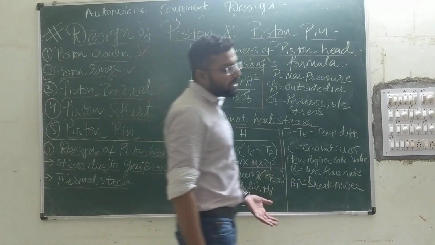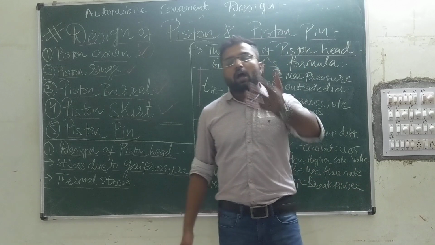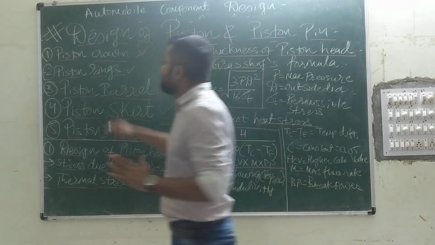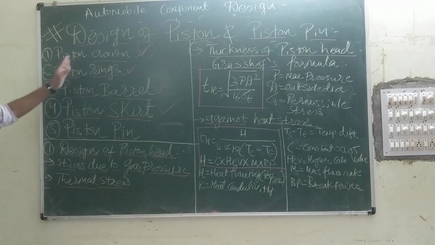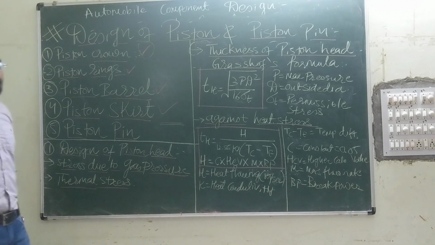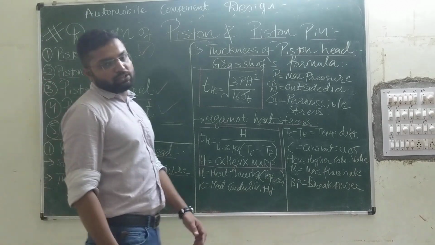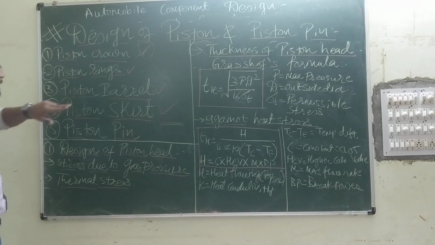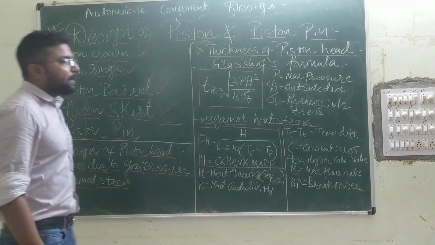So if anyone has a question regarding the piston, how we are going to design a piston? We are going to design a piston in 5 parts, clear, depending on its different geometrical and functional features. Which are they? Piston crown, piston ring, piston barrel, piston skirt and piston pin.